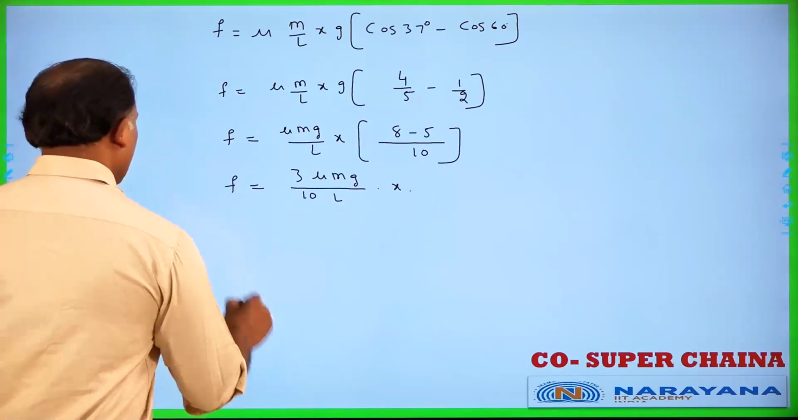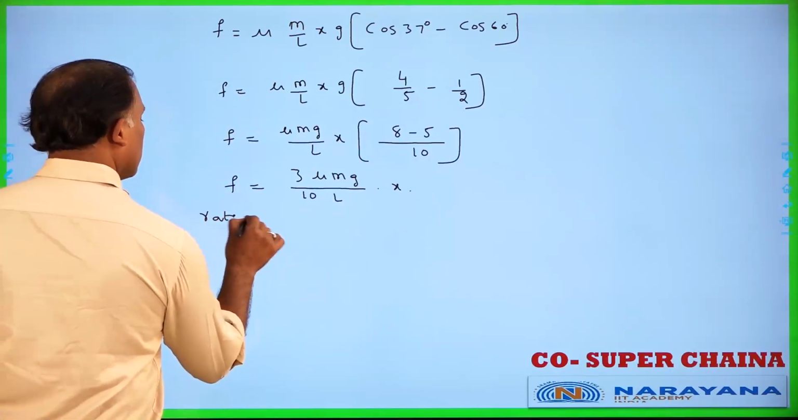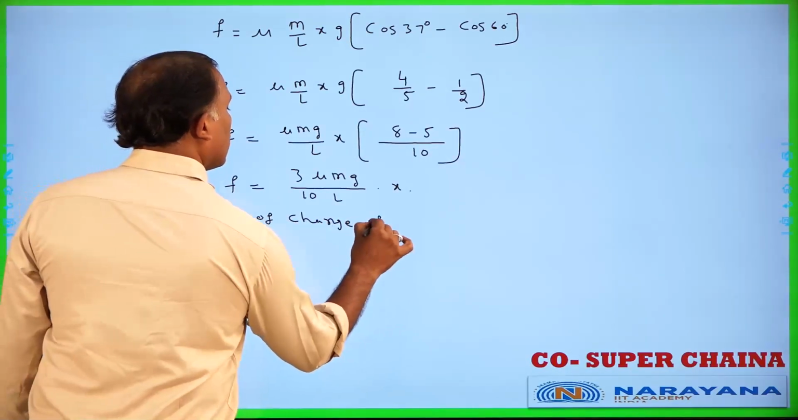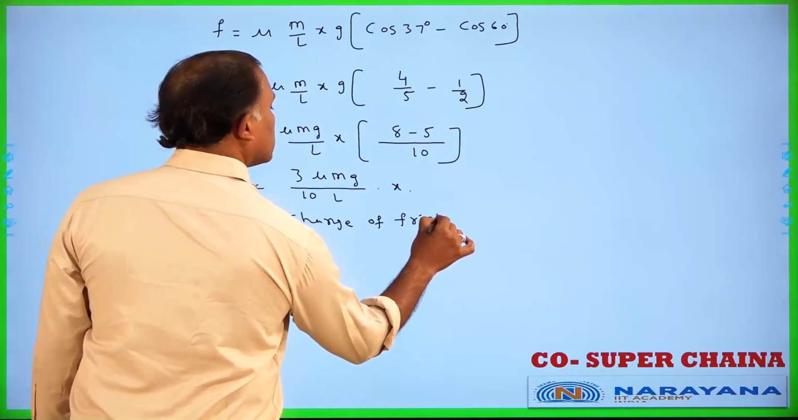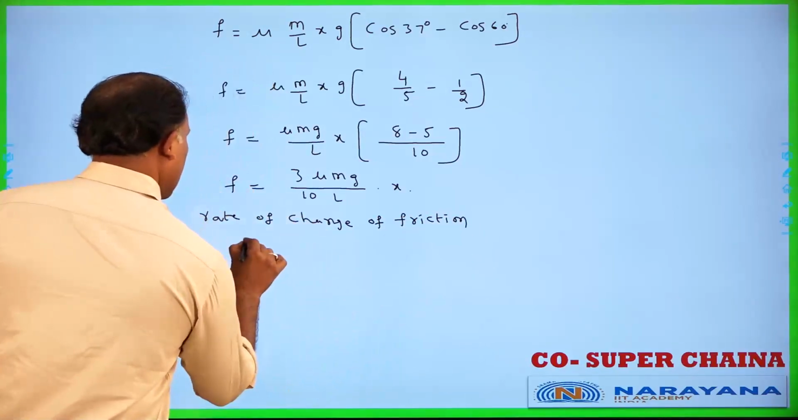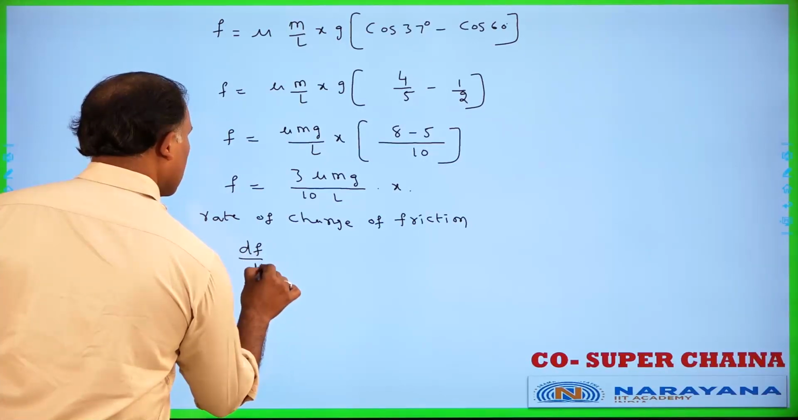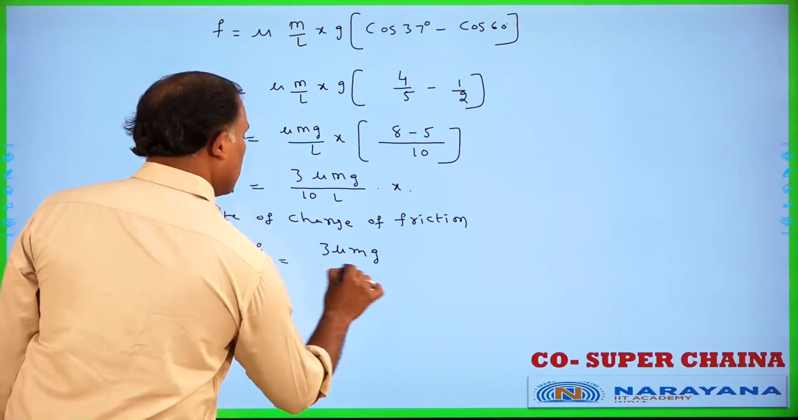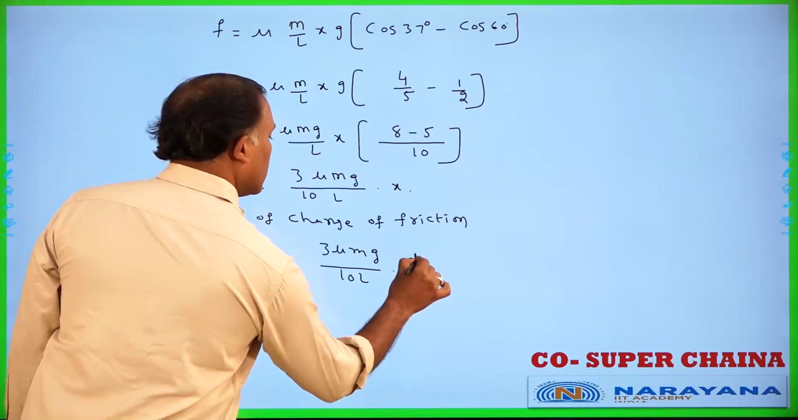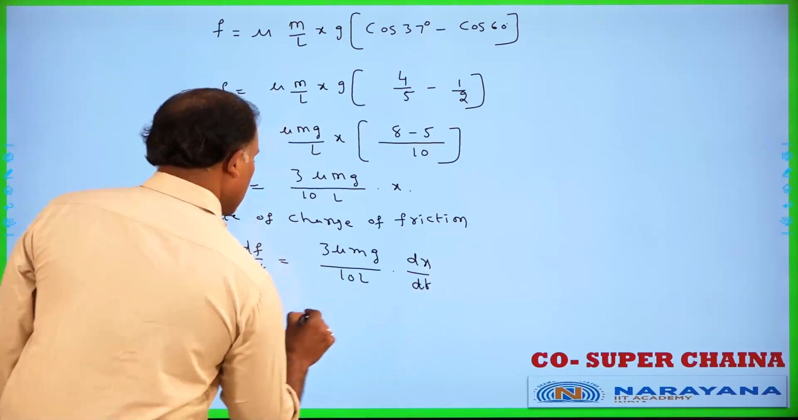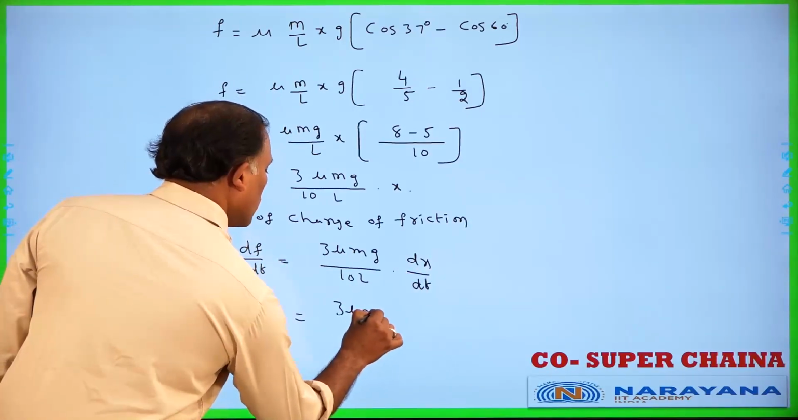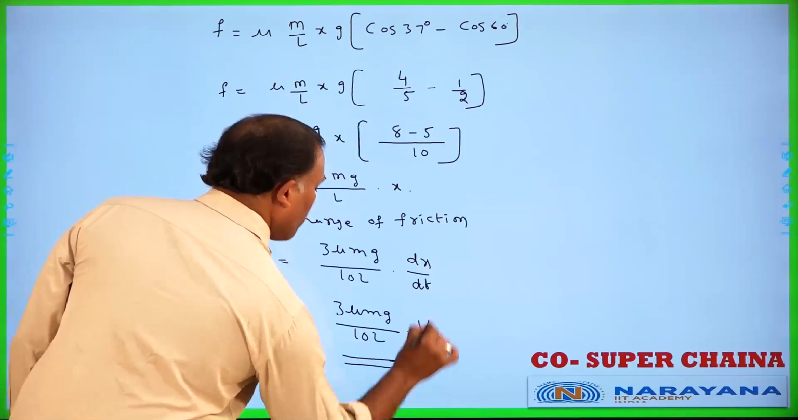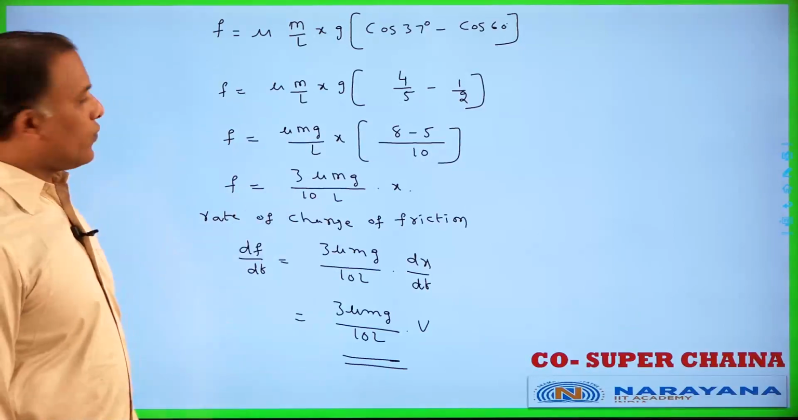So rate of change of friction. dF by dt is equal to 3 mu mg by 10L dx by dt. So then 3 mu mg by 10L into V. So this is the answer for you.